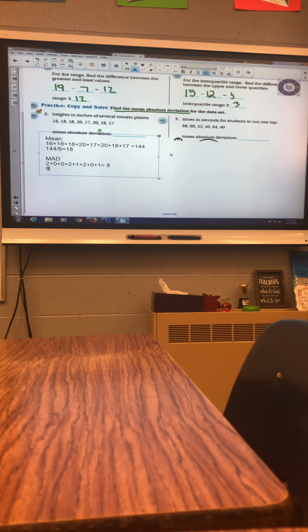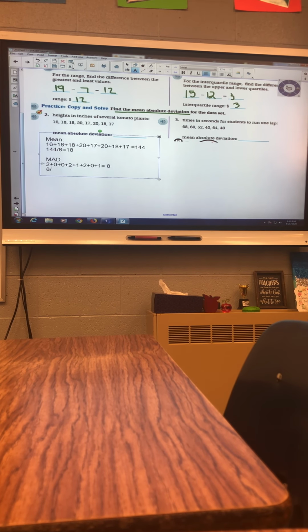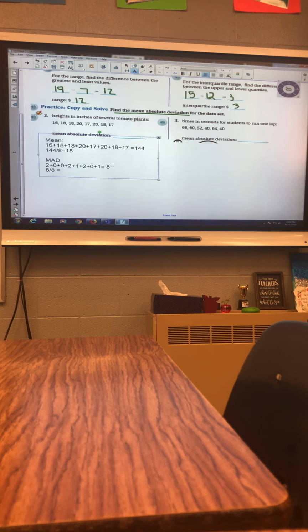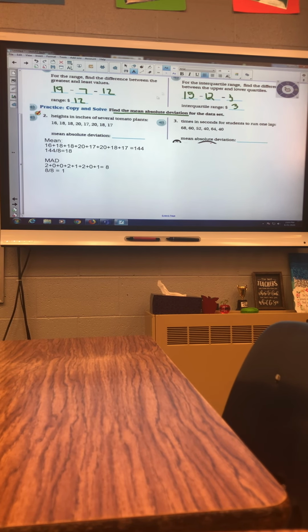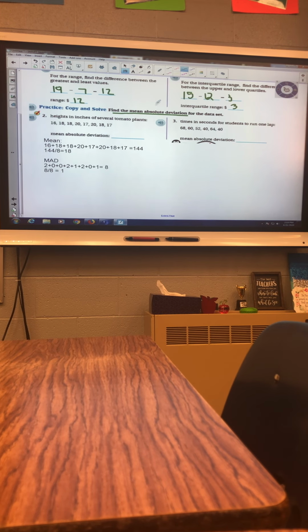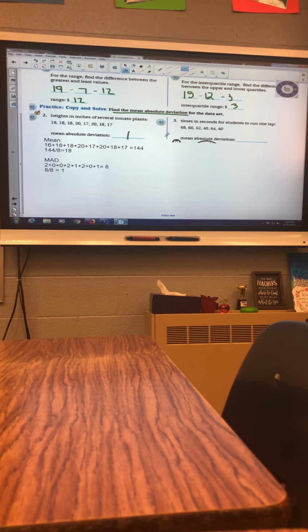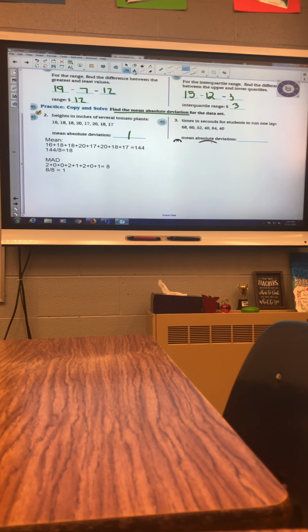And we have 8 divided by, how many did we add up? 1, 2, 3, 4, 5, 6, 7, 8. 8 divided by 8, so your mean absolute deviation is 1. Okay? So of course you would then go and write it right here. Okay, let's look at number 3.